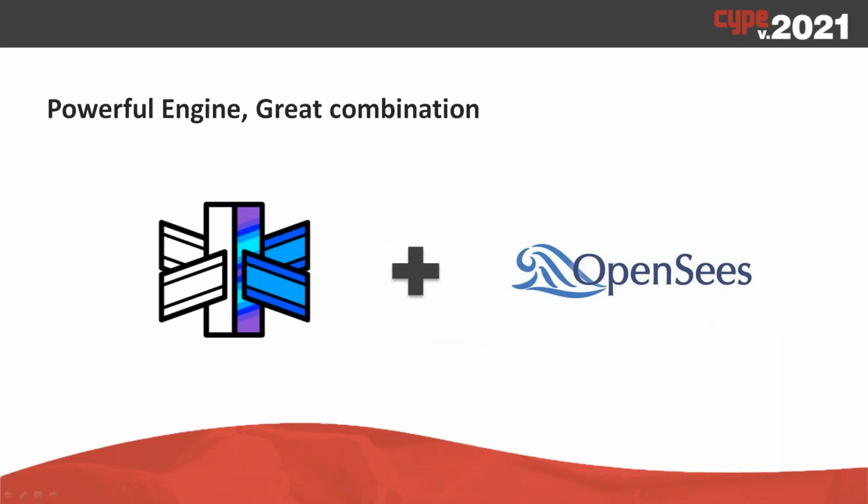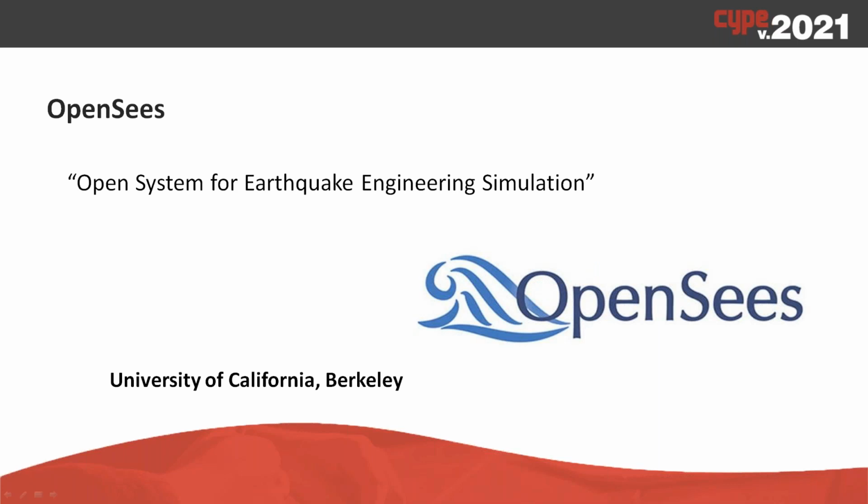And talking about the analysis, we can say that the engine of this analysis is OpenSees. We will combine the application of CYPE Connect Steel with OpenSees. This is a very powerful engine, and we can say that it is a very interesting combination of two very useful tools. What is OpenSees? OpenSees is the acronym of Open System for Earthquake Engineering Simulation. This is a software framework developed by the University of California in Berkeley.